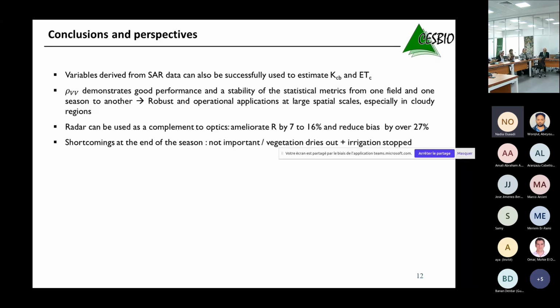For this study, the main shortcoming that was observed concerning the use of radar data was an overestimation at the end of the season. However, this is not important for water requirement or for vegetation water requirement applications, as the vegetation dries out at this time of the season. In addition, the irrigation is already stopped.